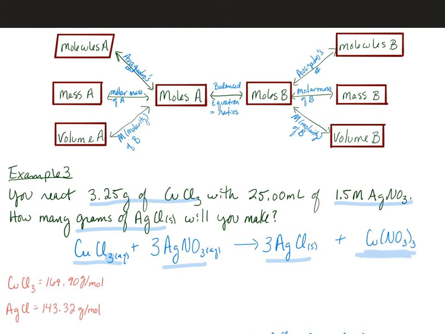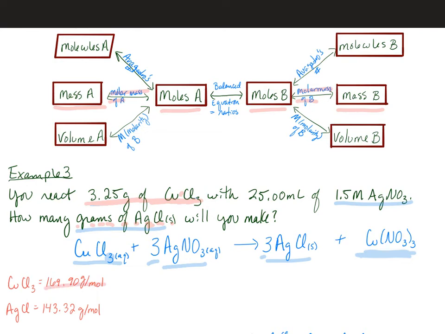Then I need to make sure that the reaction is balanced, and I do so by adding 3s right there and there. So let's go back and do this sort of like I did last time. I'm going to change this color right here to red so I can follow what's going on. I'm going to start with 3.25 grams of CuCl3. What I need to get to is grams of AgCl. So I'm going to say that's over here, which means that I've got to go all the way through this way. That tells me that I need the molar mass of CuCl3, because that's where I'm starting, and I need the molar mass of AgCl.